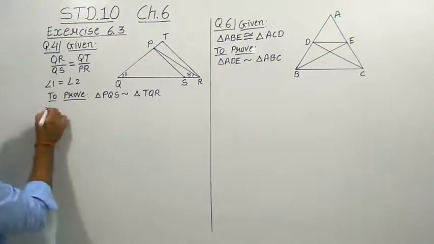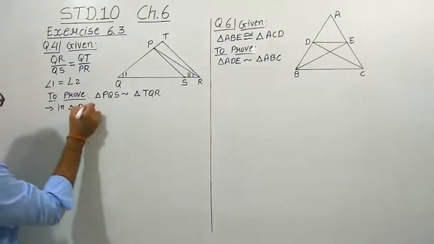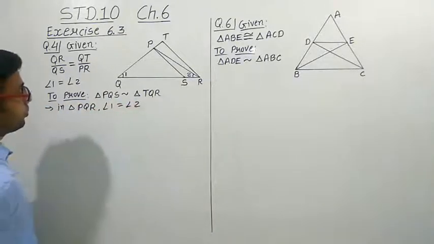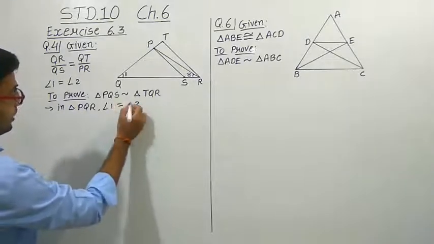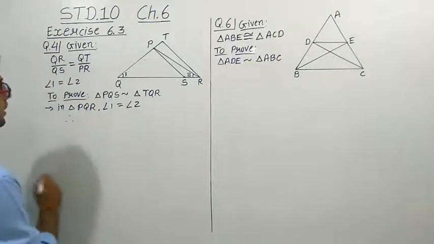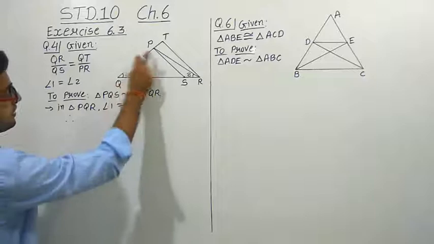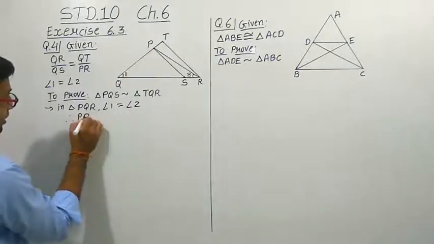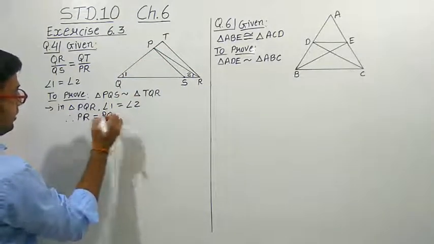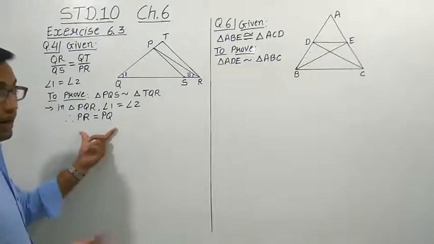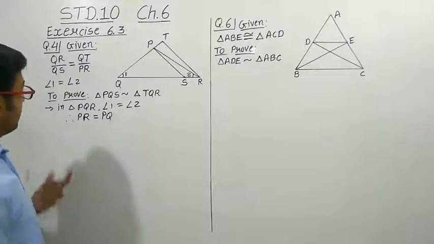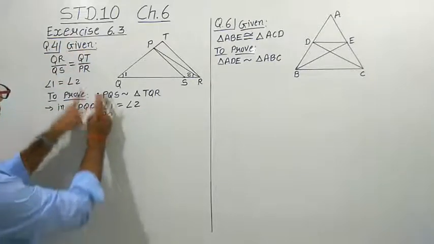So we start with, in triangle PQR, angle 1 is equal to angle 2. Right? If two angles of a triangle are equal, then their opposite sides are also equal. Therefore we can write that the opposite side of angle 1 is PR, and the opposite side of angle 2 is PQ. Now you can write the reason: sides opposite to equal angles are equal. Now, instead of this PR we can put PQ.